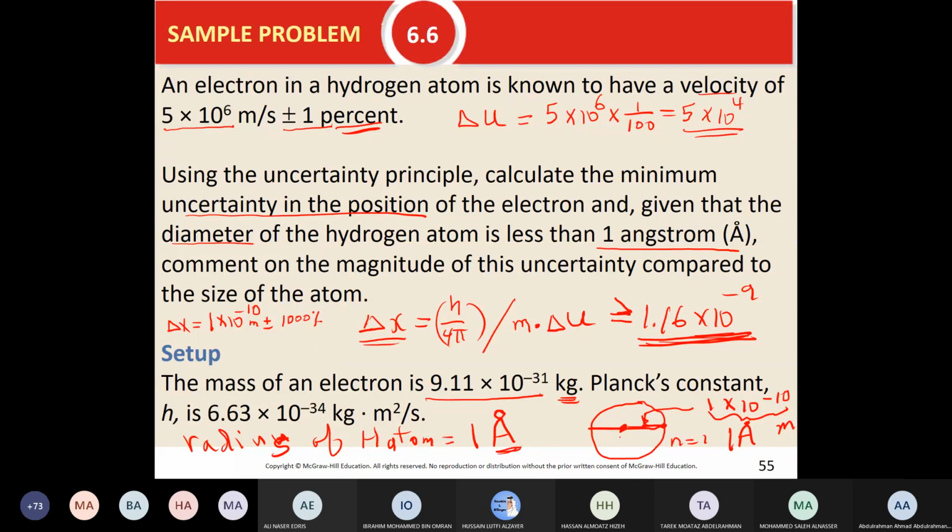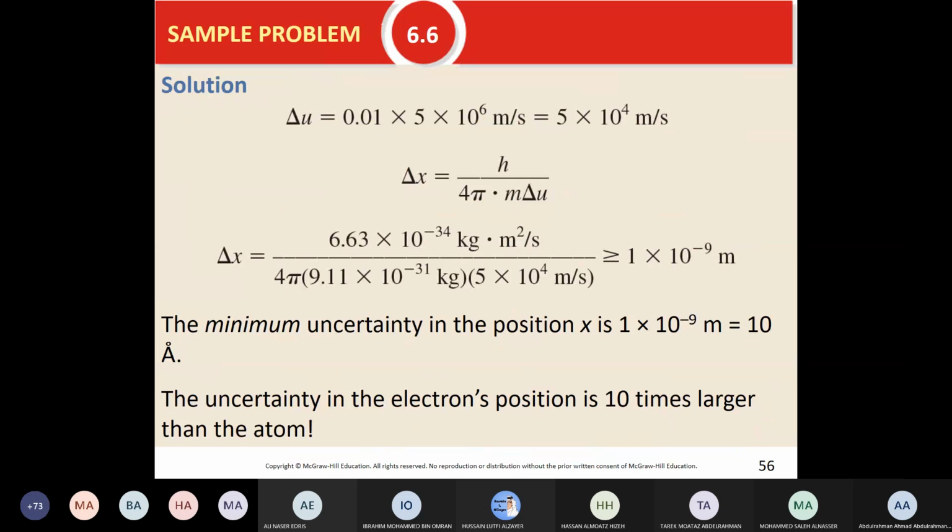So the diameter is 1 times 10 to the power minus 10. The error is 1000%. Multiply 1 times 10 to the power minus 10 times 1000 divided by 100. What's the answer? 1 times 10 to the power minus 9, which we calculated here. So you can see the error is huge, and that's why the uncertainty principle of Heisenberg is important. Is this clear? Very good.